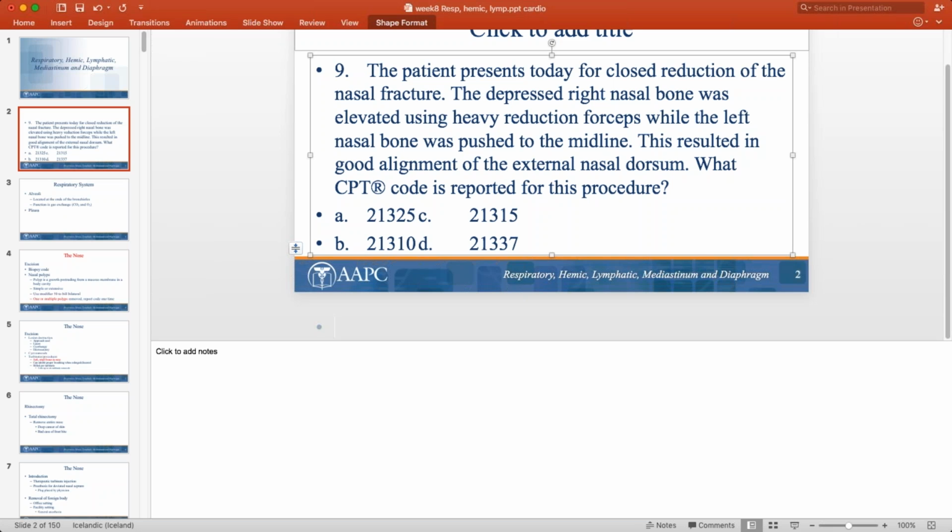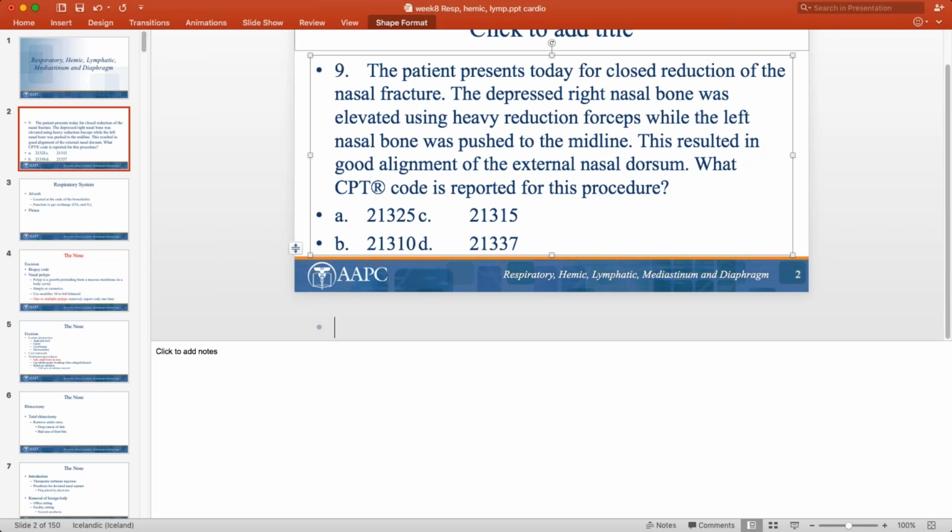So now I know I'm at my 213s. I got 2 minutes. 213. Is it open or is it closed? We already say closed reduction. Okay, so that rules out A, right? What about B? 21310. That's closed treatment. But look, what does it say? It says without manipulation. I see you guys putting your answers in the answer box already. That means you're feeling comfortable with this, and that makes me feel comfortable.